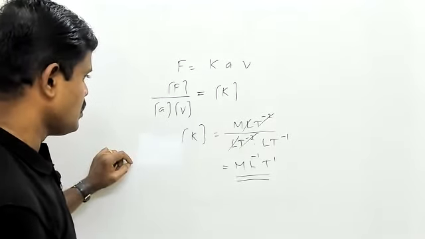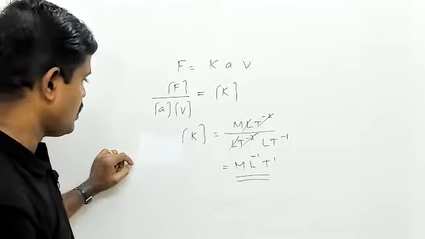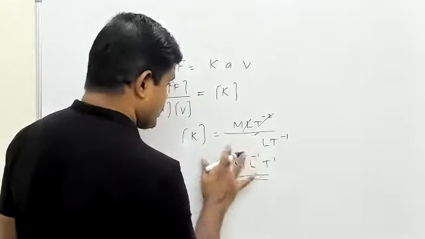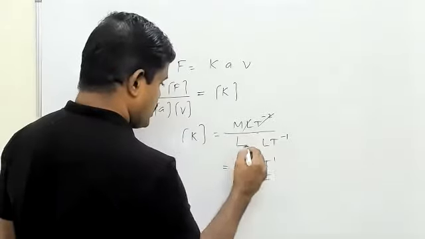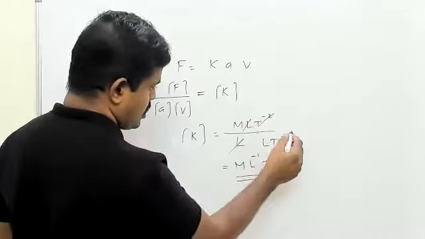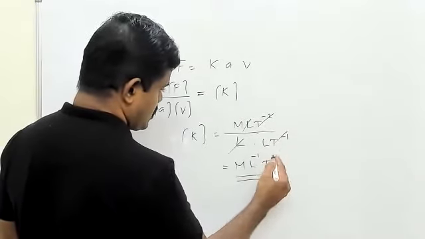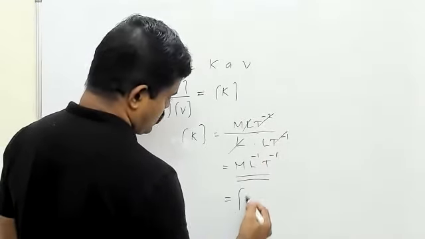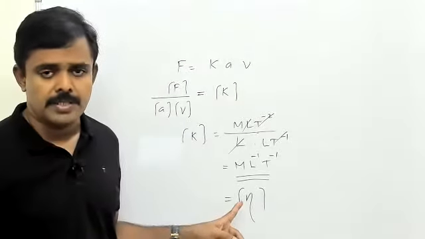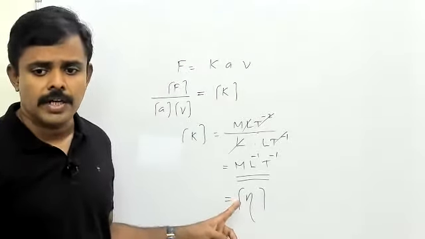Did I miss something? Oh, A is actually radius. I made a mistake, sorry. A is not acceleration. They say that A is radius. Radius means it is L, so L and L are cut. T raised to minus 2 divided by T raised to minus 1 gives T raised to minus 1. This is actually the coefficient of viscosity, if you remember from the last class.